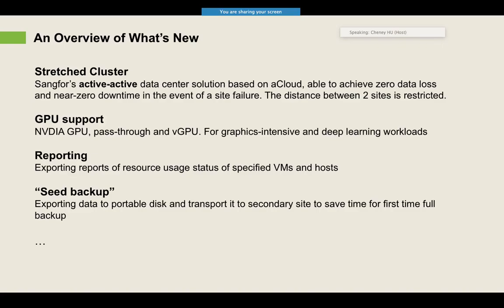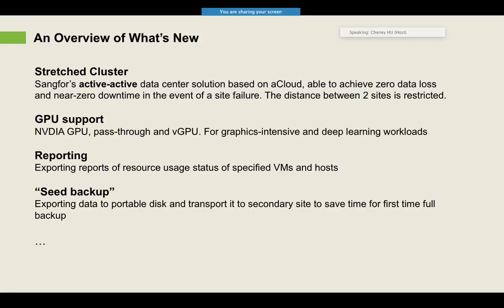And the next feature we added on 5.807R1 is GPU support. We now can support NVIDIA GPU, and we can support two modes, pass-through and vGPU solution. We are collaborating with NVIDIA to make this solution possible. And with the GPU support, we've added new scenarios for our aCloud. Now we can support graphics intensive applications like GIS, video transcoding, and also customers can train their deep learning workloads on the aCloud platform.